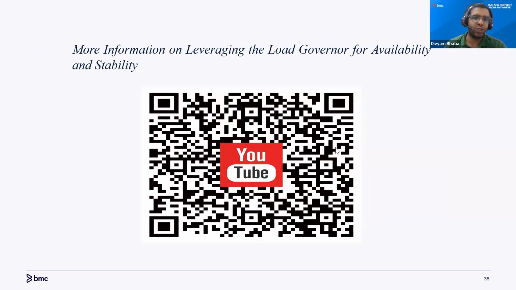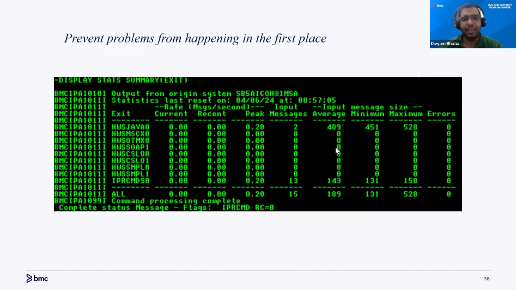If you need more information on leveraging the load governor for availability and stability, you can scan this QR code. We have a BMC page or a channel wherein we upload these videos. You can go ahead and check these videos. This is essentially where we prevent problems from happening in the first place.